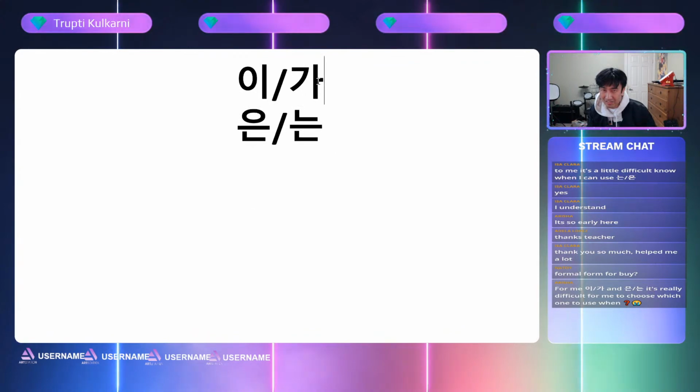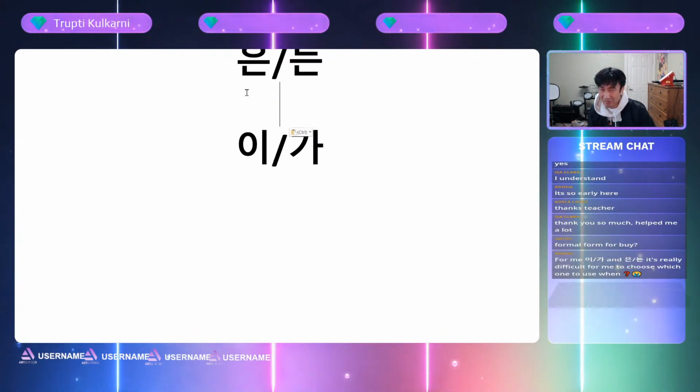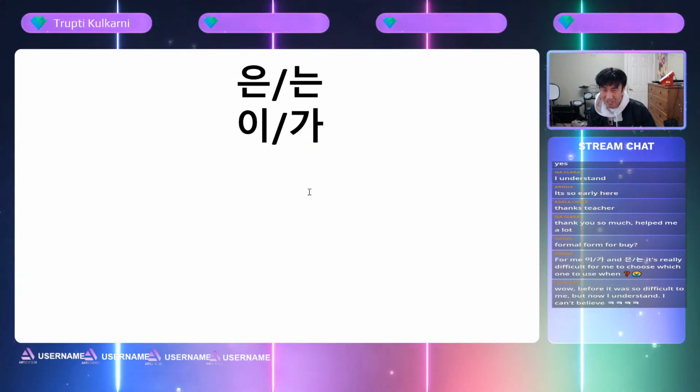The difference is 이가 is more specific. Okay, let me show you. It's easier to know in context. Like if you just try to isolate this, it makes no sense.